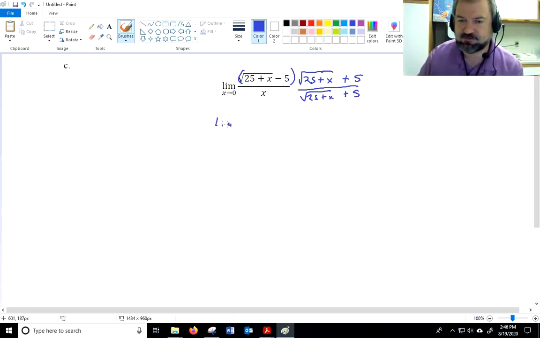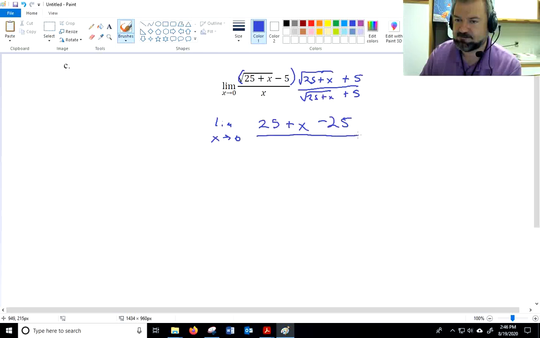So this becomes the limit as x approaches 0 of 25 plus x. Then it's going to be the square root of 25 plus x times 5. Then it'll be a minus 5 times the square root of 25 plus x. Those will cancel out, so it's just going to be a negative 25, and then x times the square root of 25 plus x plus 5.